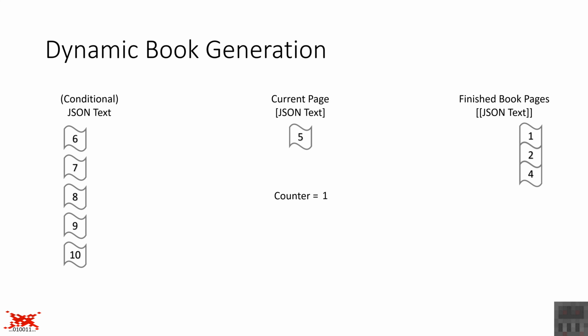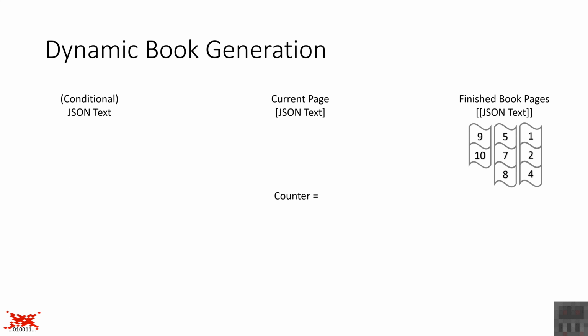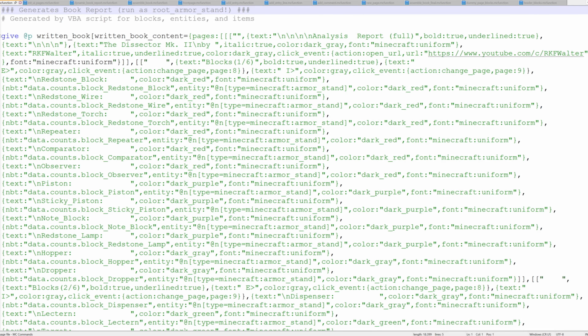And we do this over and over until all of our snippets that have passed the test are in the finished book pages. And at that point, the last step left is just copying this into a written book we, for example, freshly summoned. And with that covered, it's now time for the actual implementation.